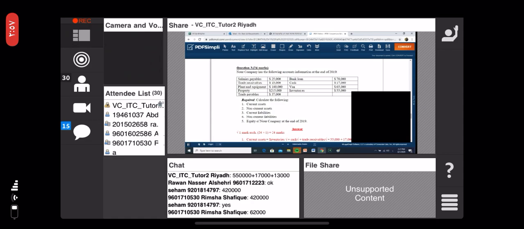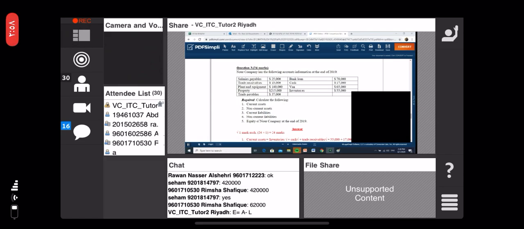Number 5, he asked you about the equity. So how can we find the equity here? Equity will be equal to what? Equity will be equal to assets minus liabilities. Okay, equity will be equal to assets minus liabilities.